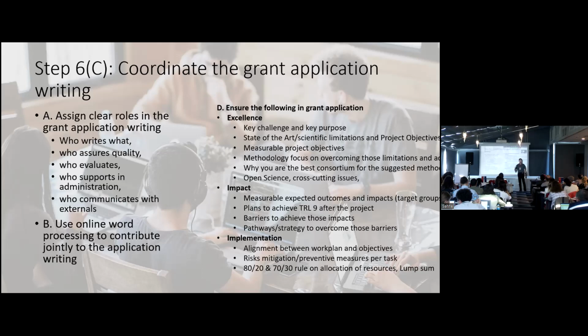On the other hand, in an innovation action, 70% should go to innovation activities, which means integration, pilot testing, demonstrating, upscaling, and 30% to research activities, user needs, design, and experimentation. This is a very, very rough rule of thumb, just to give you an idea.